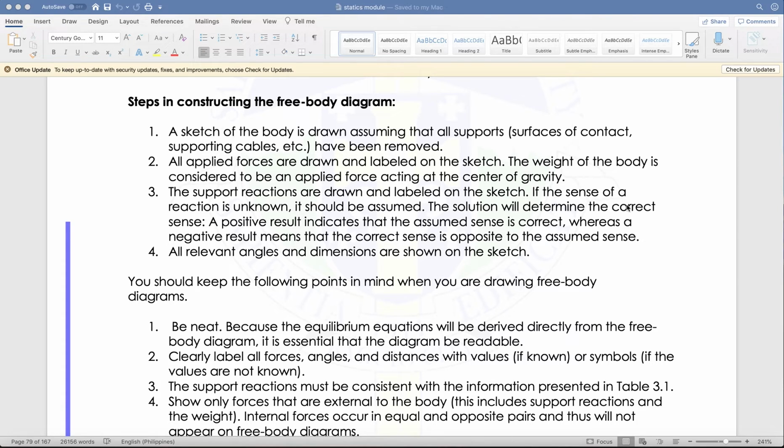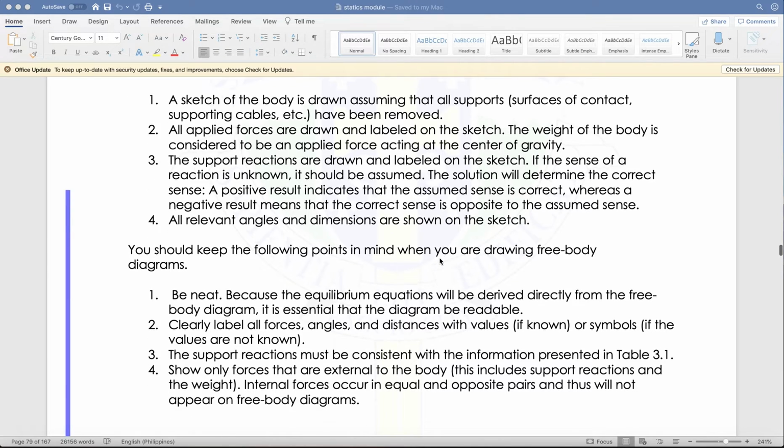If the sense of a reaction is unknown, it should be assumed. So we are going to assume the direction of the reaction. If it comes out to be negative, then our assumption of the direction should be opposite. The solution will determine the correct sense. A positive result indicates that the assumed sense is correct, whereas a negative result means that the correct sense is opposite to the assumed sense or direction. Number four, all relevant angles and dimensions are shown on the sketch.